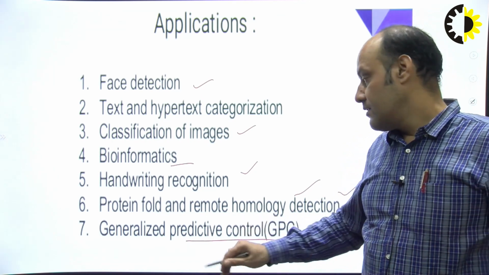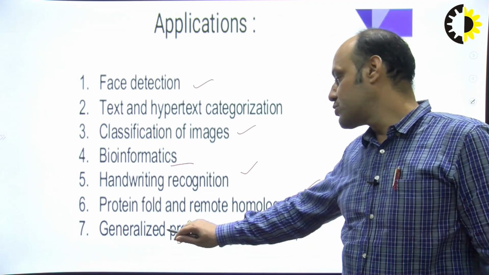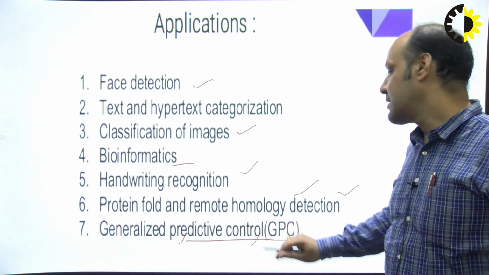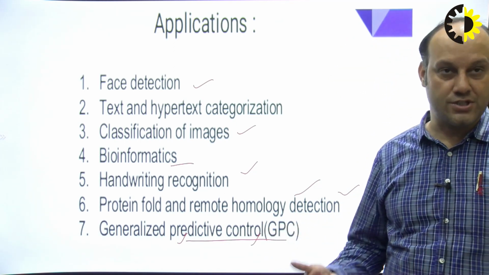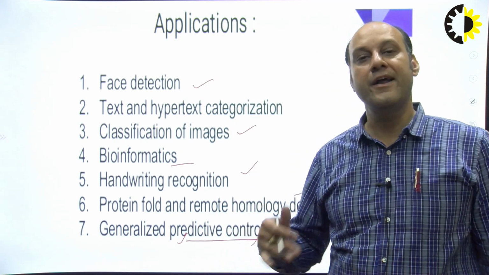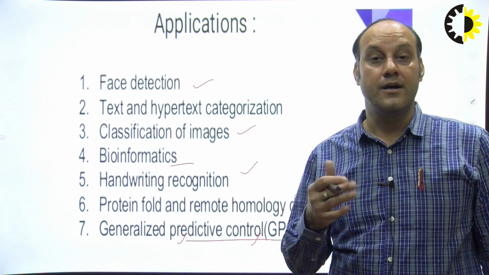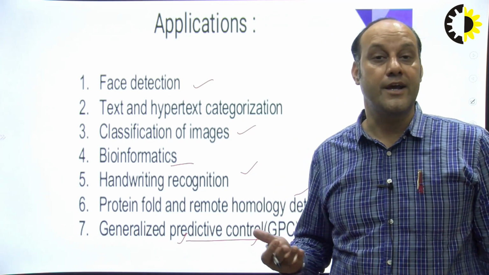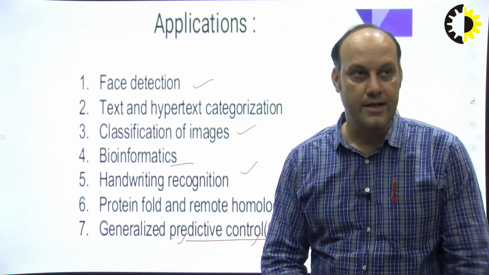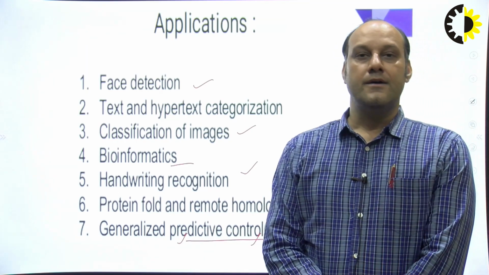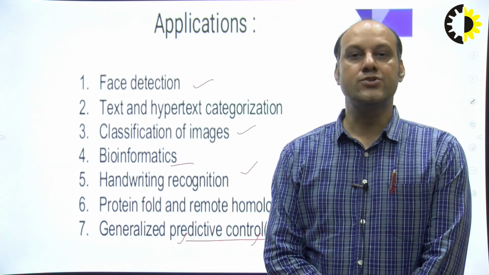So it is used for predictive control, most of the classifications in industrial, in medical field, in space, and weather forecasting also, we can use this SVM. Okay? So these are the applications, and that's all from my side today.